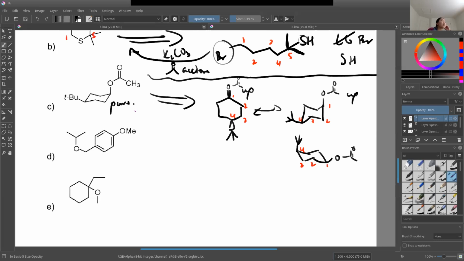Wait, I was just confused because I thought the tert-butyl group would make the equatorial conformation so favorable that I wouldn't want to flip to the axial conformation. So because of that energy difference, it would be stuck in that conformation only. Yeah, you're right. So it will be stuck in this conformation here. So I guess I can get rid of this pure part.